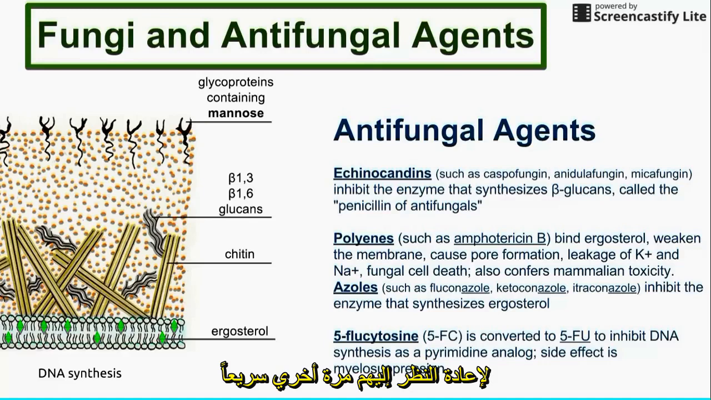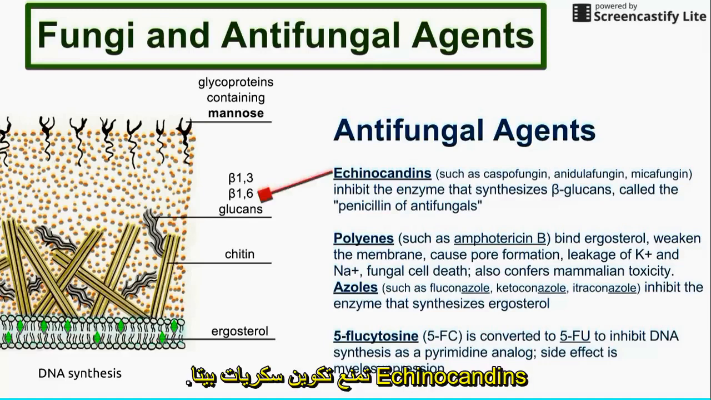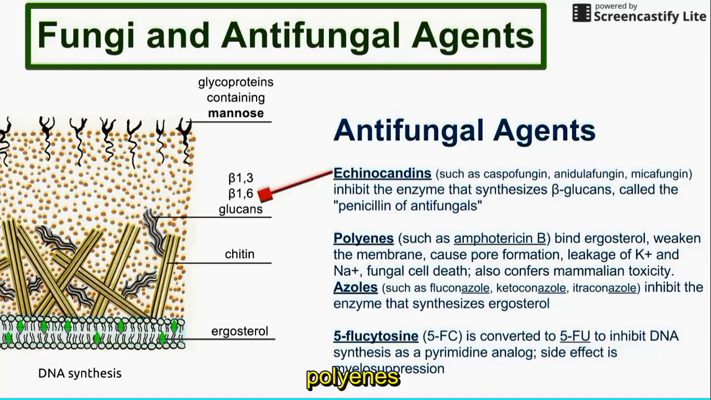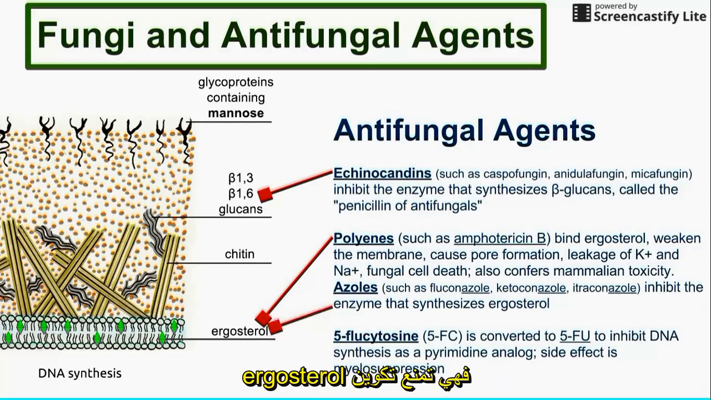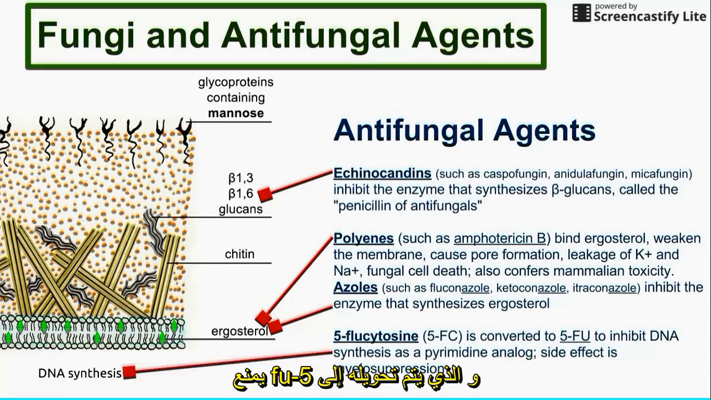And real quick, let's review them one more time. Echinocandins block beta-glucan formation, beta-glucan synthesis. Polyenes block ergosterol activity. Azoles also block ergosterol. In this case, they block ergosterol synthesis. And 5-FC, which gets converted to 5-FU, inhibits DNA synthesis inside the cell.